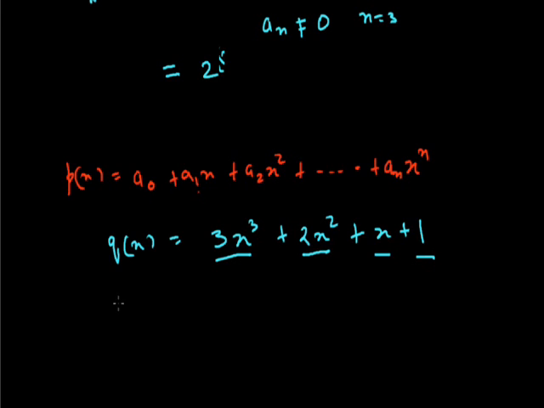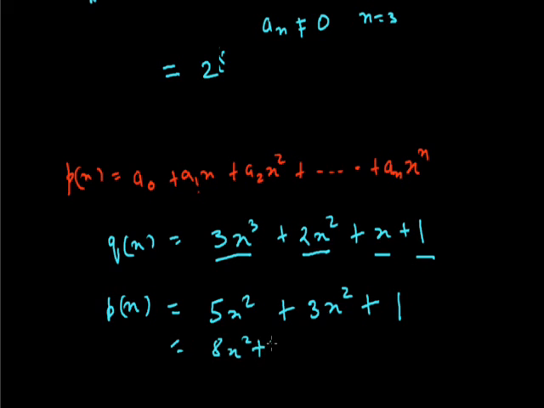Let us take another example. If we are given a polynomial p(x) equals 5x square plus 3x square plus 1, then in this we have two terms, that is 5x square and 3x square will add up to form 8x square plus 1. So p(x) has two terms.